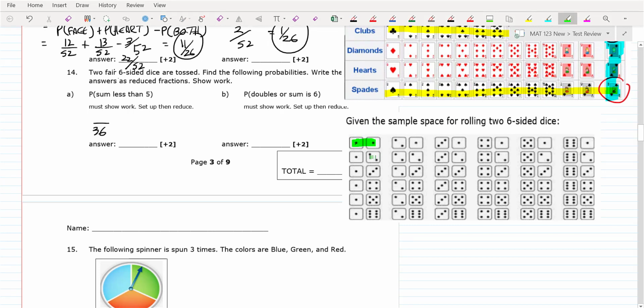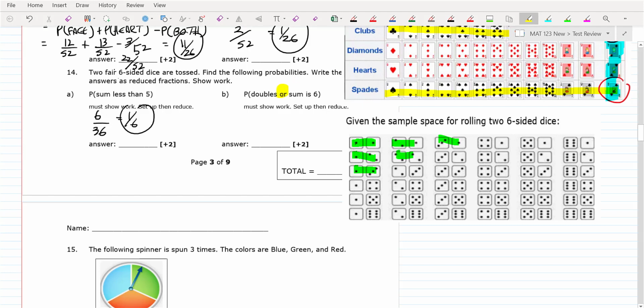Okay, so that would be a sum of 2. Those two would be a sum of 3. Those would be sums of 4, and it's got to be strictly less than 5. So that's 1, 2, 3, 4, 5, 6 possibilities, right? So you would end up having 6 out of 36, and that would reduce down to 1/6. So there's no formula that really applies to that problem. I'm just saying one event like that.